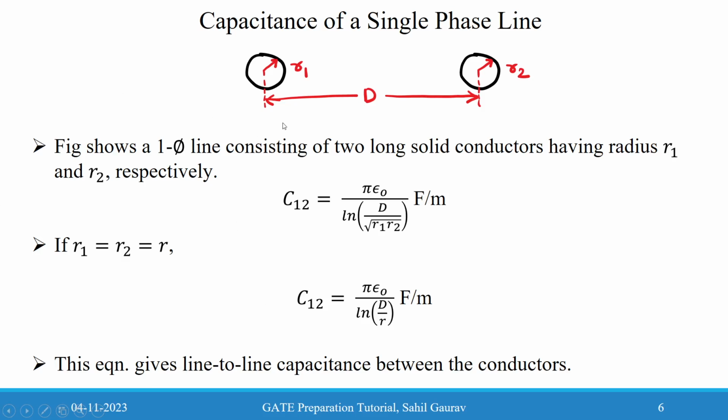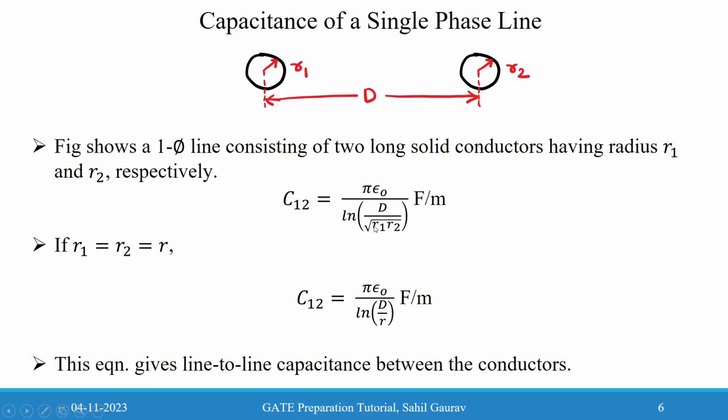If you see the capacitance of a single phase line, we have two conductors in which the current goes into one conductor and comes out of the other. They have radii r1 and r2, and they are displaced from each other by distance d. This line to line capacitance can be written as pi epsilon naught divided by ln of d divided by root of r1 r2, and the unit is farad per meter.